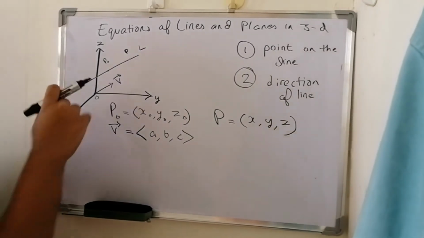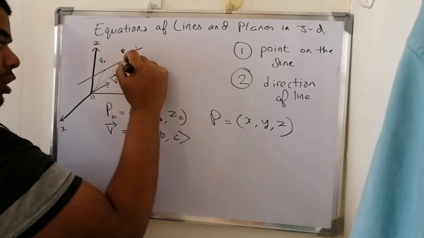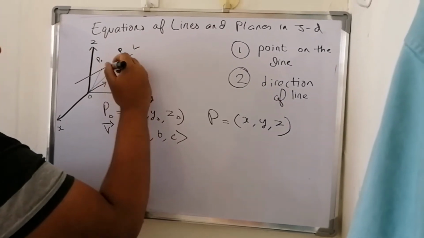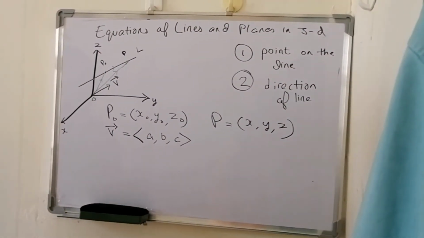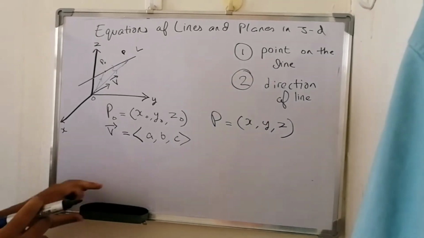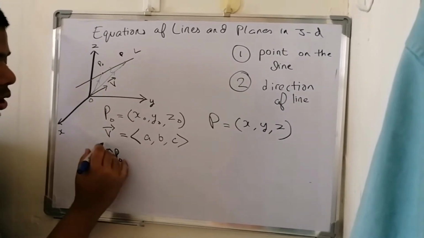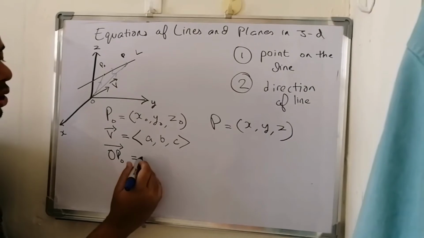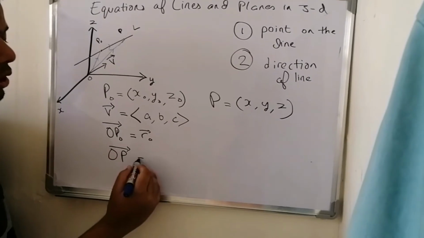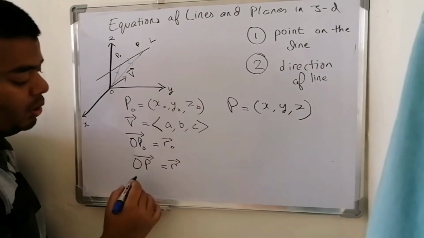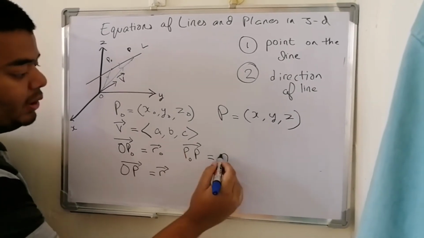Now let's draw some vectors. We have a vector here, and then we have a vector here. Let's give them direction, because without directions, vectors are meaningless. Now let's give some names to the vectors. We have vector OP naught. We can write this vector as r naught. For simplicity, vector OP we can write as r, and vector P naught P, we can write as a.